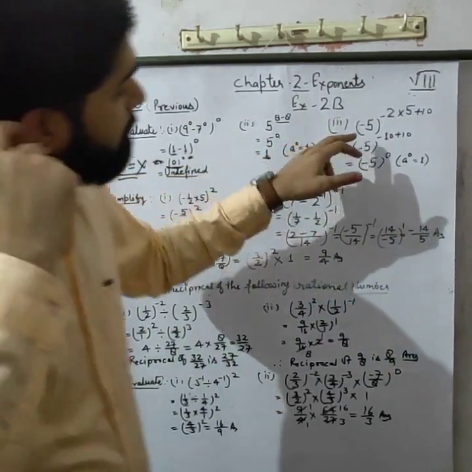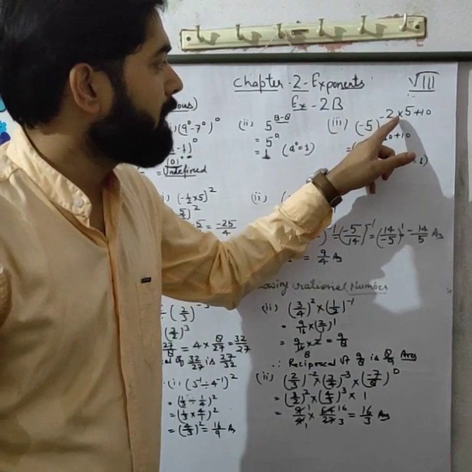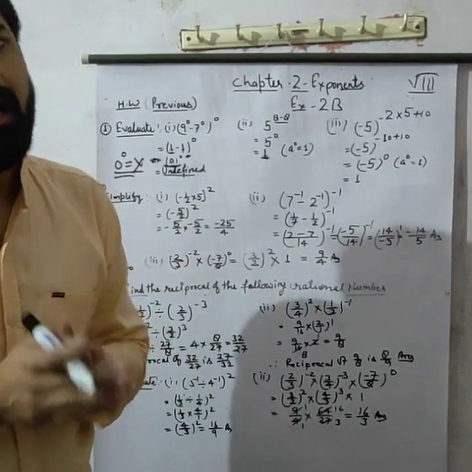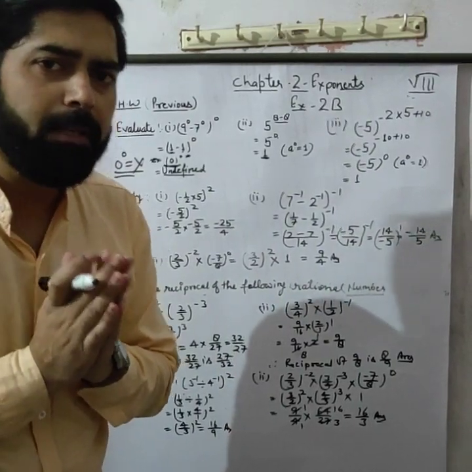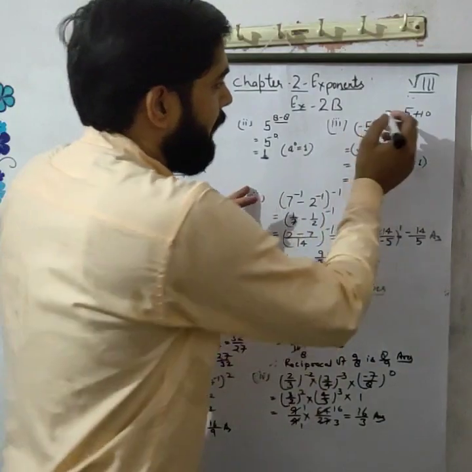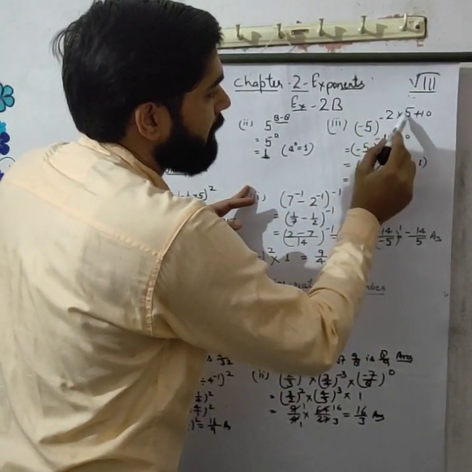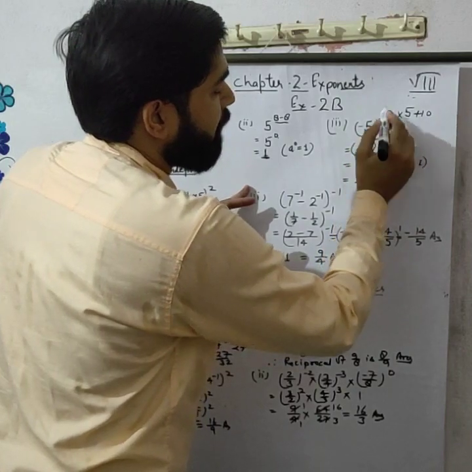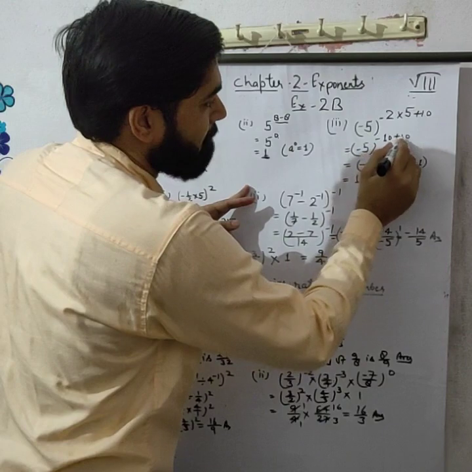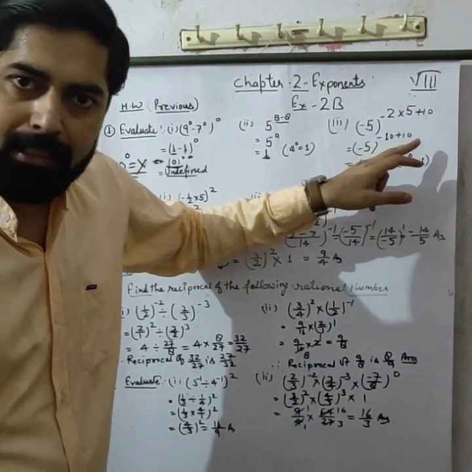1. Then third is minus 5 raised to power (minus 2 multiplied by 5 plus 10). This is like a simplification, and you know very well how we can solve simplification according to the BODMAS rule. According to the BODMAS rule, firstly we multiply, then we add. So look here, this is a minus, this is a plus. So minus 5 raised to the power minus 10 plus 10.